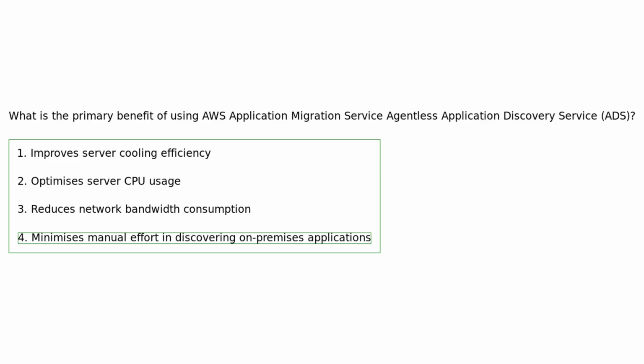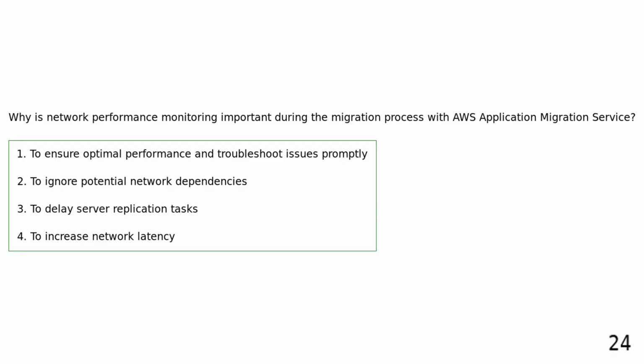for application information. Why is network performance monitoring important during the migration process with AWS Application Migration Service? To ensure optimal performance and troubleshoot issues promptly. To ignore potential network dependencies. To delay server replication tasks. To increase network latency. Network performance monitoring is important during the migration process with AWS Application Migration Service to ensure optimal performance, troubleshoot issues promptly, and maintain network stability throughout the migration.